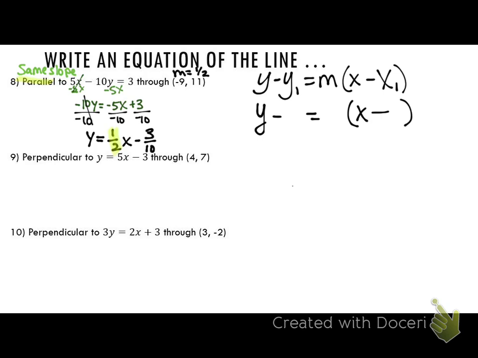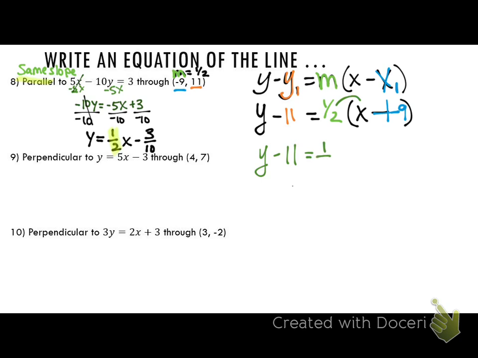I picked this one because we're going to have fractions and we're going to work on them together. What is my y coordinate? 11. And then we said our slope, 1/2. And then our x coordinate is going to be -9. And when I plug in -9, there's already a negative there. So make it a plus.